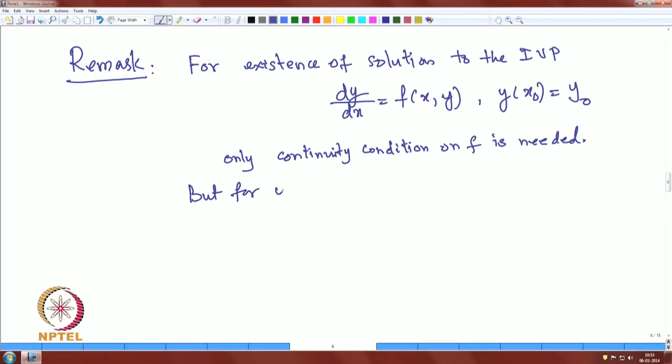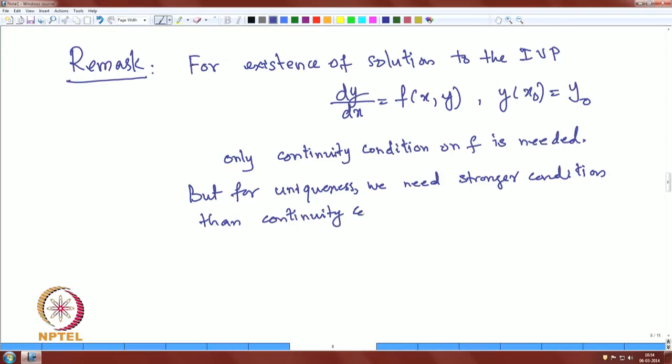But for uniqueness, we need a stronger condition than continuity, for example, the Lipschitz condition. And one can also use a weak version of Lipschitz type condition to ensure the uniqueness. That is remark 1.